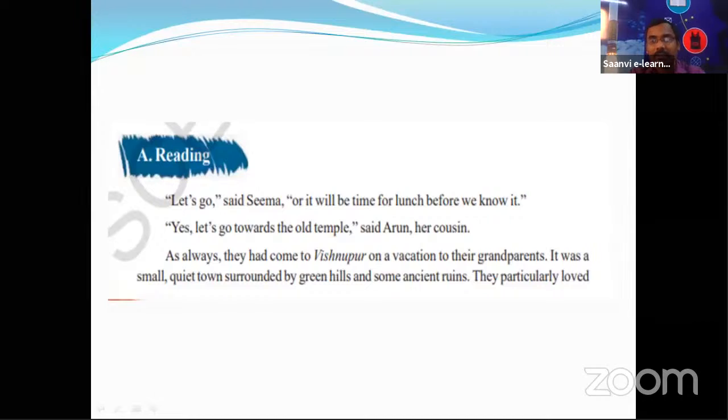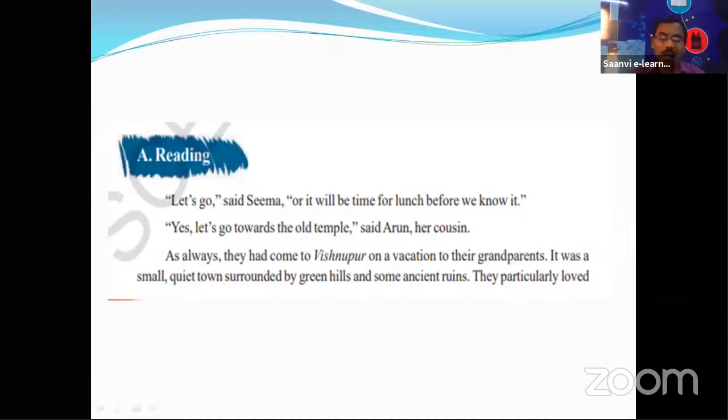It was a small quiet town surrounded by green hills and some ancient ruins. It's always a nice place if a place is surrounded by green hills. You would like to live in a hilly region, isn't it? The climate may be very cool. And some ancient ruins, and you could see there some collapsed buildings. These buildings were built in the past and might have some historical importance, but they are called ancient ruins. It means they are collapsed and decayed buildings. Would you like to play in collapsed buildings? There may be a lot of rooms, and especially the children would love to play hide and seek there.